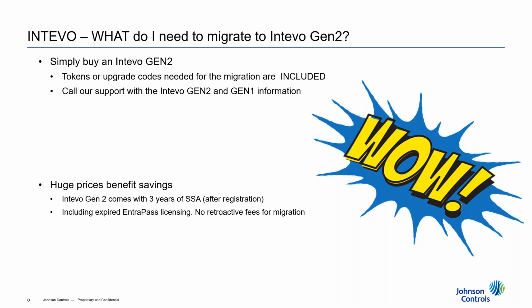Tokens or upgrade codes needed for the migration are included, so you do not have to worry about updating your CAP. All you need to do is call our tech support with the Gen 1 and the Gen 2 information, and they will migrate all the SSAs for you, whether it's the Exact SSA and/or the Kantech SSA or the CAP. As an additional benefit of the migration, once the Gen 2 is registered, you have a 3-year SSA with the purchase of the machine. So there's no annual renewal. You have 3 years, so there is some cost savings when you get into the Generation 2 once it is registered. And that's the important piece, getting it registered.